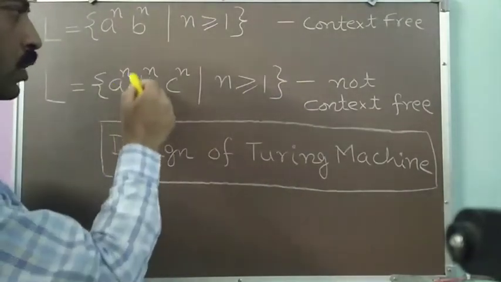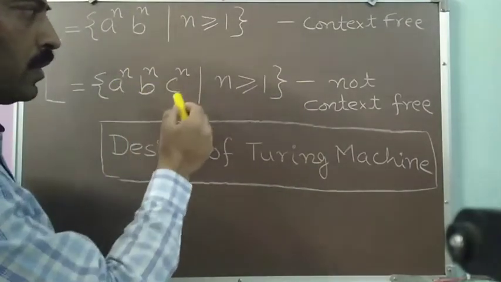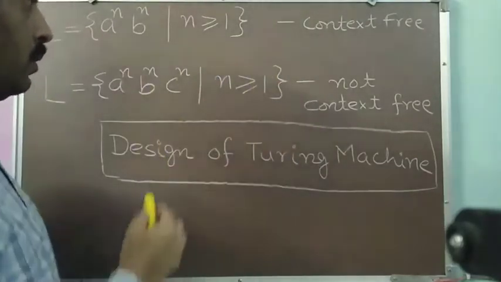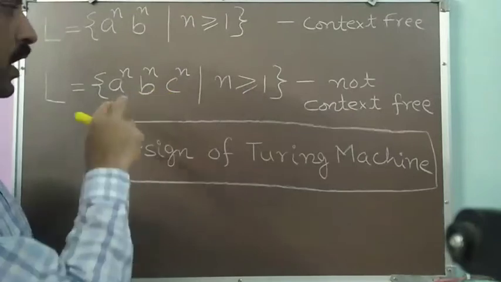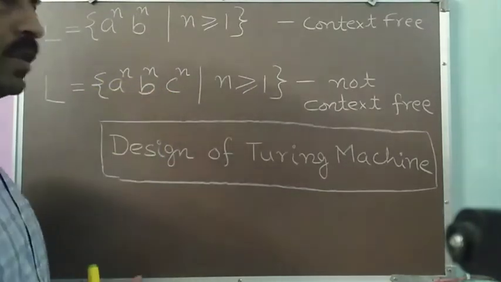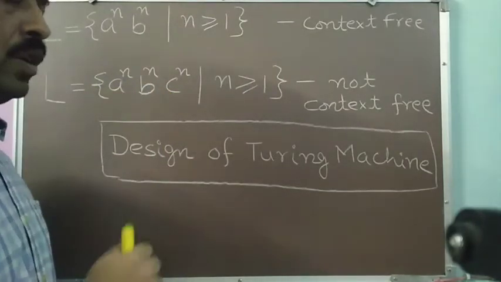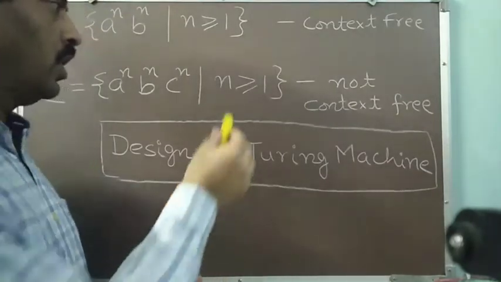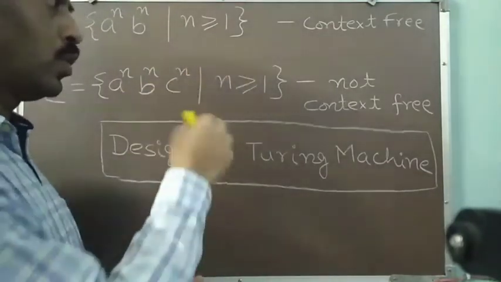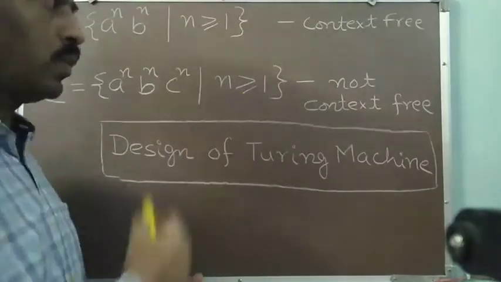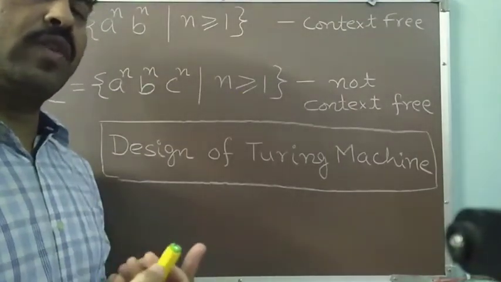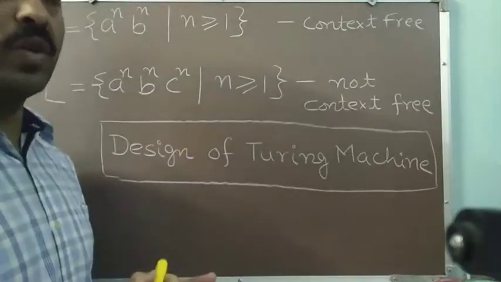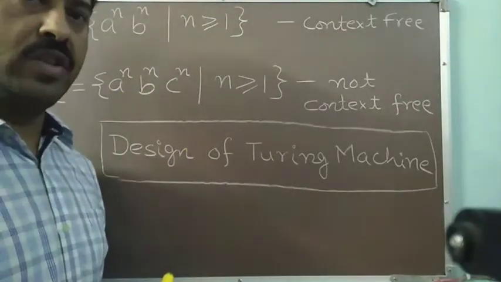The language is a to the power n, b to the power n, c to the power n, n greater than or equal to 1. This language is not context-free because we have to do more than one match in this particular language. So first of all, we will discuss our strategy to program a Turing machine corresponding to this language. We will see how we will process a successful string over the Turing machine corresponding to this language.